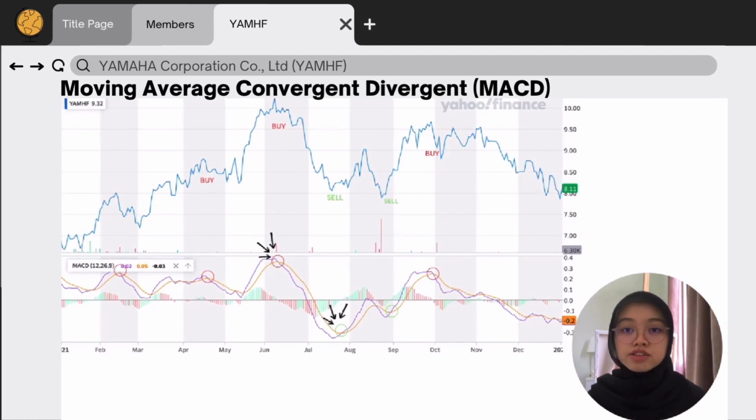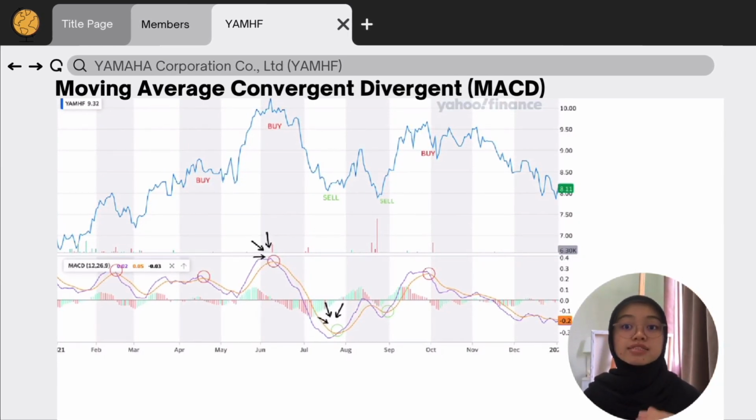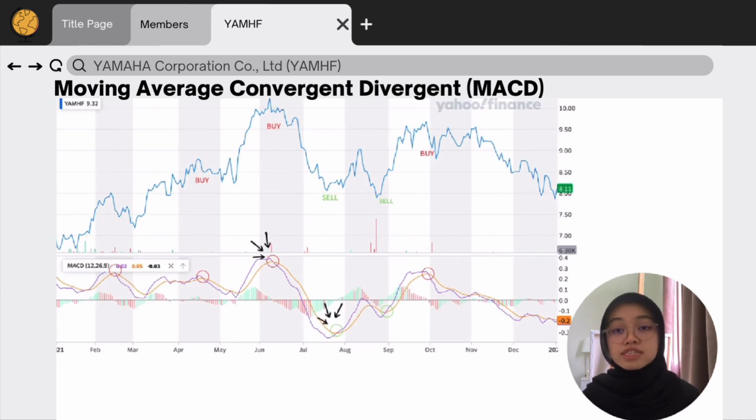Same as in this chart, where it shows that the signal line is crossed below the MACD line, that signals a buy signal, which indicates the trader to enter the market.